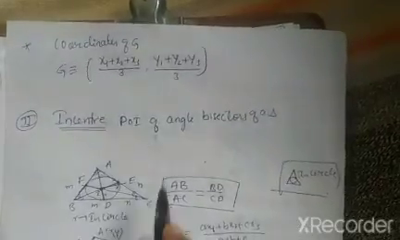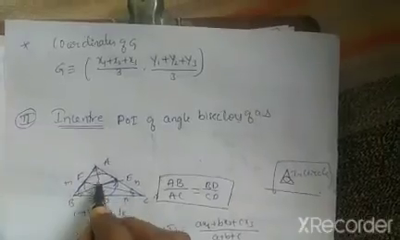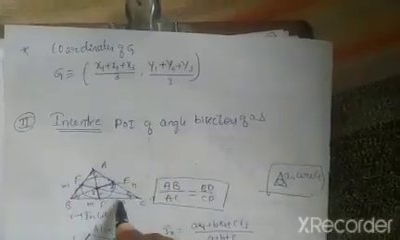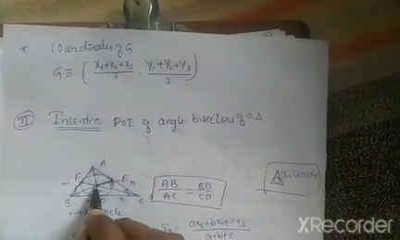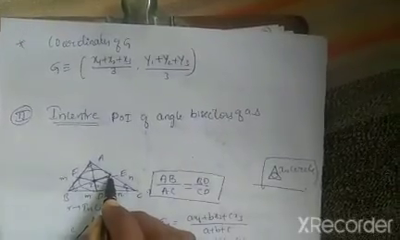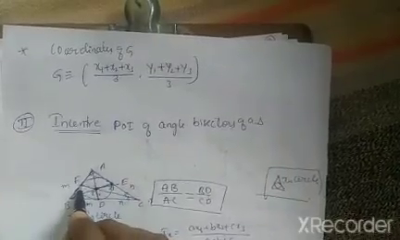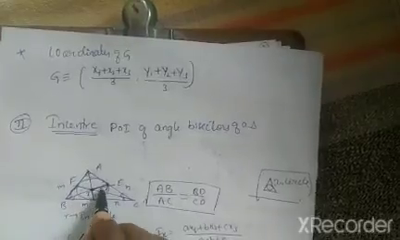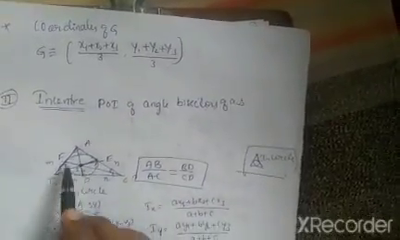Second one is the incenter. You draw the angle bisectors, and each line divides an angle into two equal angles. At one point they meet. This point to the circle, this point to the circle, this point to the circle, all these three lengths are the same. So we can draw one circle touching the sides, and we get a circle.